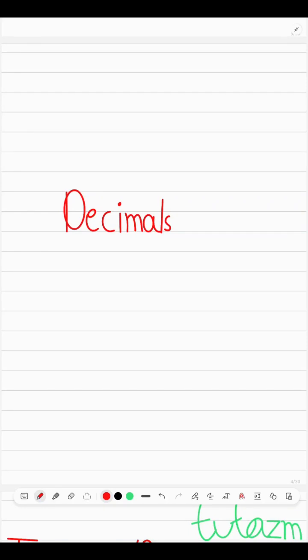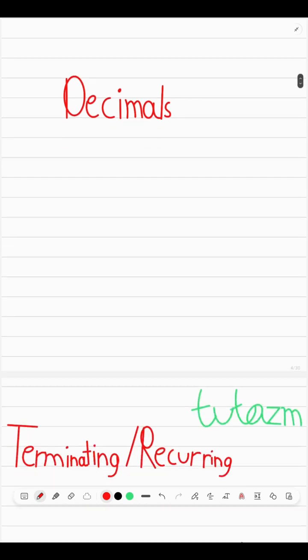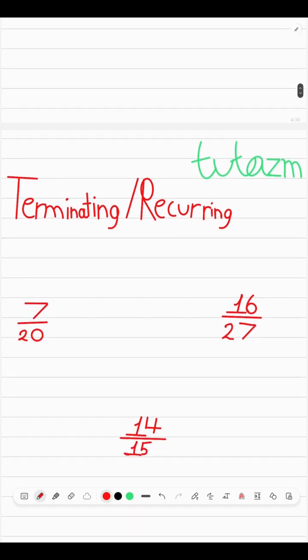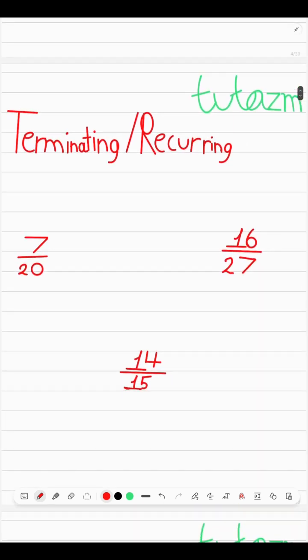In this video we'll be going over decimals at GCSE, and let's get started. So the first thing we're going to look at is converting fractions into decimals. Now when a fraction is converted into a decimal, it can either be terminating or recurring. A terminating decimal can be written on a piece of paper and will end. However, a recurring decimal goes on forever.